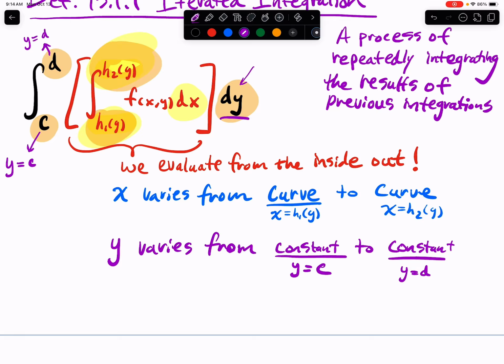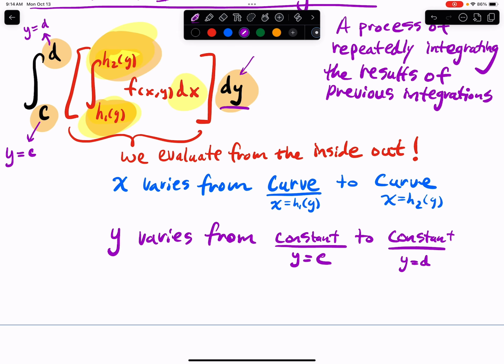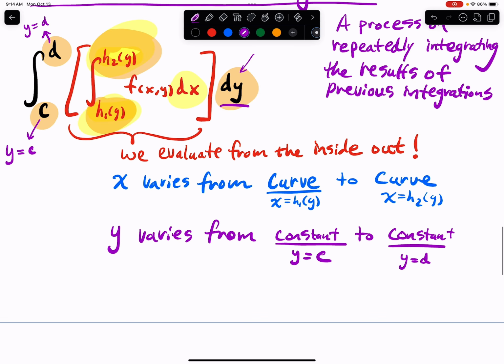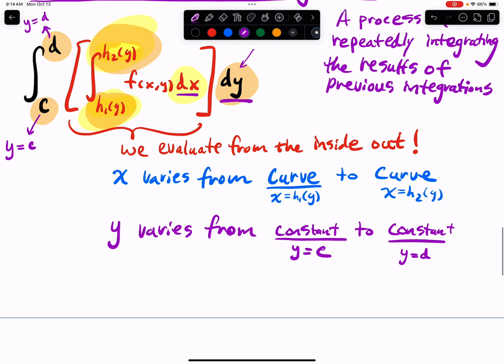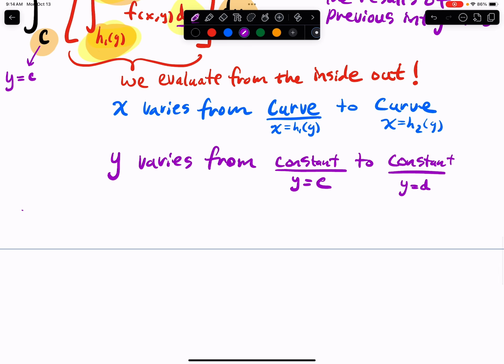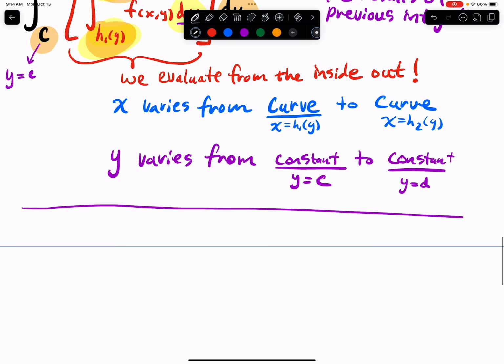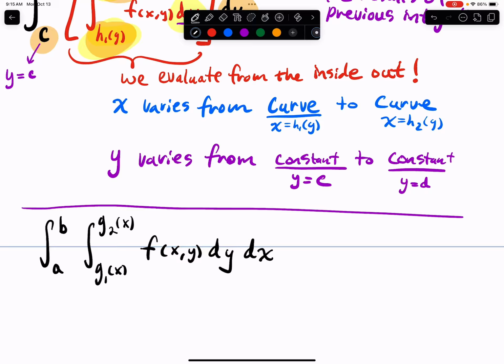So, if I do it the other way, all right, so that had a dx and then a dy. Now I'm going to switch these roles around. And I'm going to integrate the integral from a to b, and then the iterated integral from g1 of x to g2 of x of f of x y dy dx. So now I've switched it around.